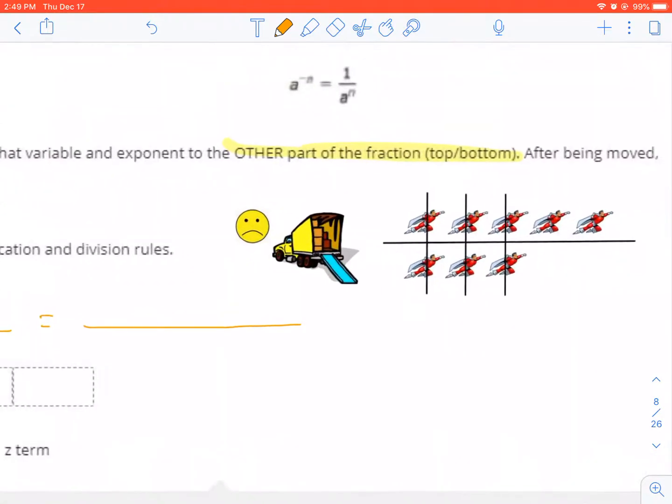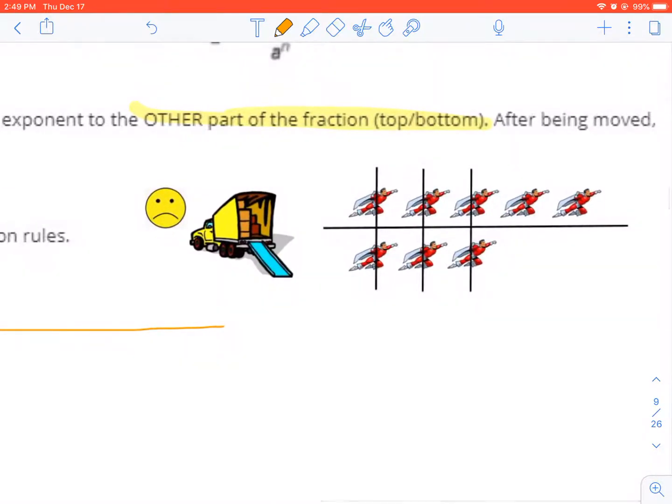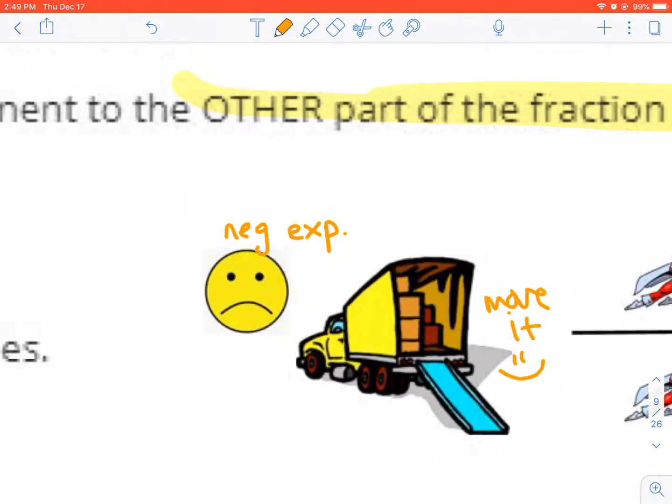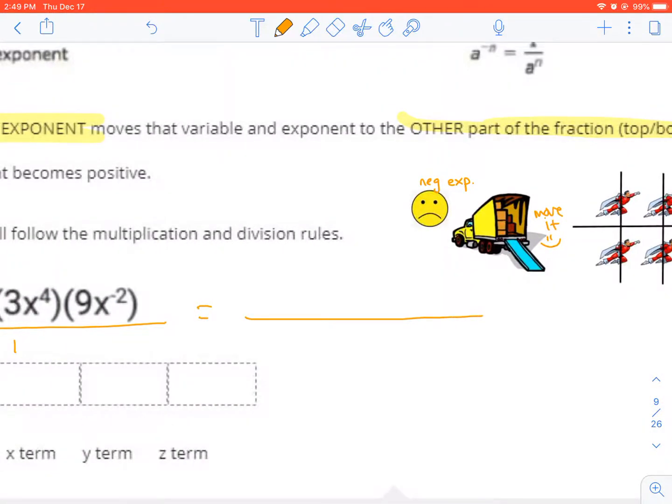Now on our supplemental aid, we have some things that will help us. We have this sad face next to a moving van. And that's going to help you remember that if you have a negative exponent, you can think of it as being sad. And if it's sad, we're going to move it to a place where it's going to be happy. So after it moves, it's going to become happy or a positive.